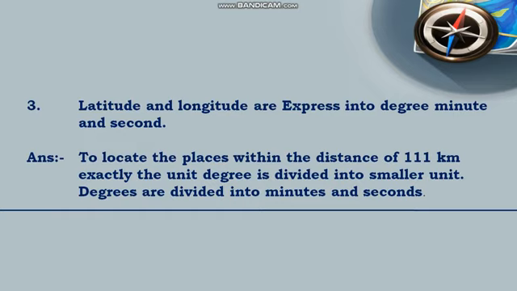Third, latitude and longitude are expressed in degrees, minutes, and seconds. Answer: to locate places within the distance of 111 kilometers exactly, the unit degree is divided into smaller units. Degrees are divided into minutes and seconds.